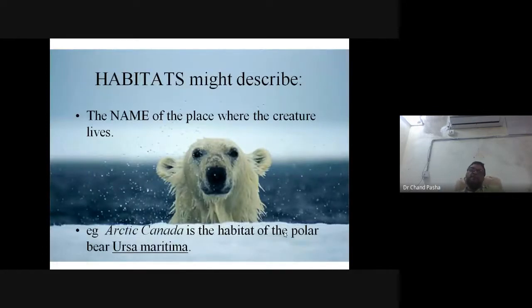And sometimes based on these are also given. See the Arctic Canada.